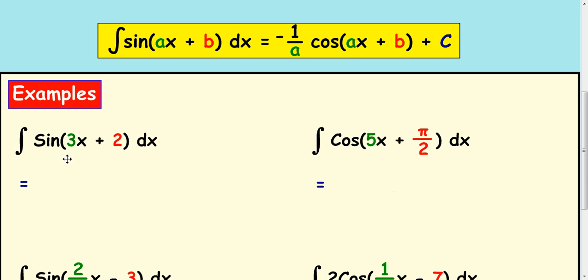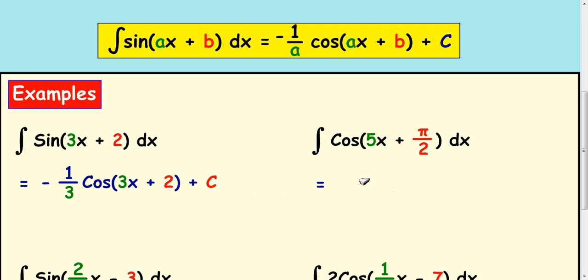This first example integrates sine of 3x plus 2. So we have to integrate sine and we get negative cos, and then you differentiate the bracket, which is 3, and we have to divide by that. So we get negative a third cos, and then the bracket, and we remember to put our plus c at the end, a constant of integration.